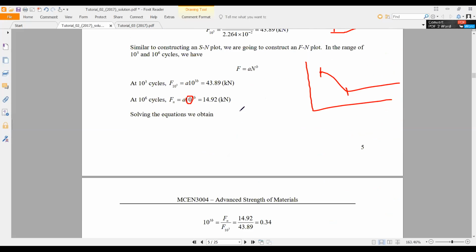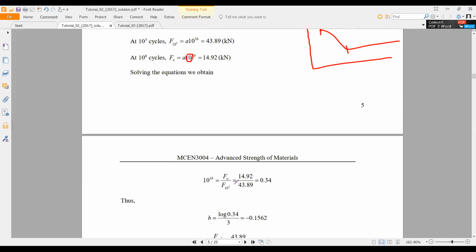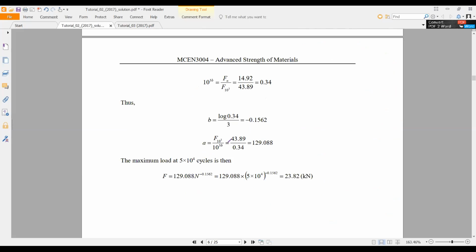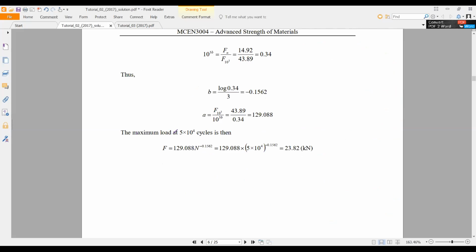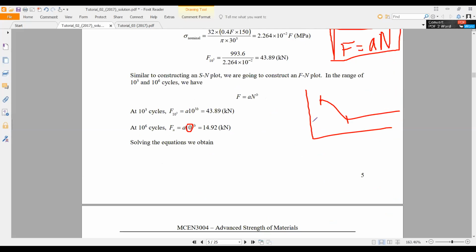So for equations 1 and 2, you can divide 1 by 2 or 2 by 1 and get the b value, and substitute the b value into equation 1 and get the a. It is very simple calculations. Okay, so this is a and b. You can see, if you want, you use log. Okay, don't worry.